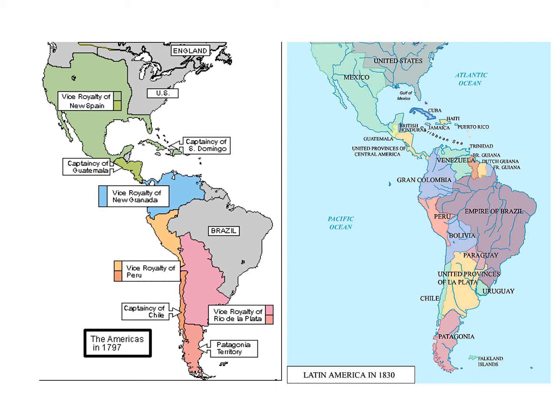The purpose of today's lecture is to explain how this transition happened by examining the processes of independence in three different regions: Mexico and Central America, Northern South America, and the southern part of South America.